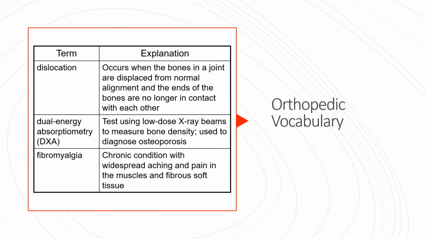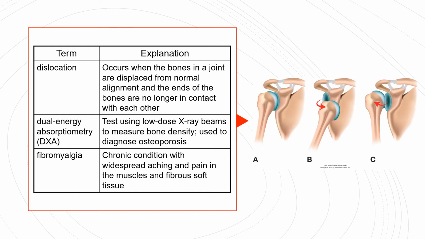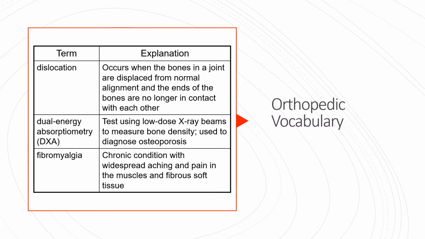A dislocation occurs when bones in a joint are displaced from normal alignment and the ends of the bones are no longer in contact with each other. Figure 6.14 here illustrates A, a normal shoulder joint alignment, B, anterior or forward dislocation of the humerus, and C, posterior or backward dislocation of the humerus. Dual X-ray absorptiometry, also called DEXA, is a test using low-dose X-ray beams to measure bone density, and this is used to diagnose osteoporosis.